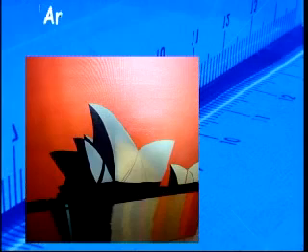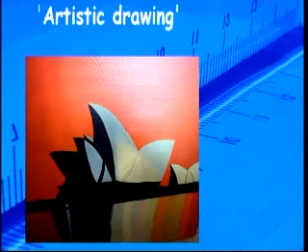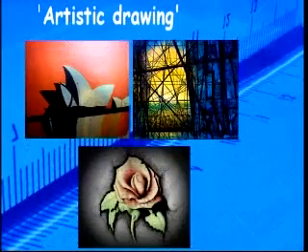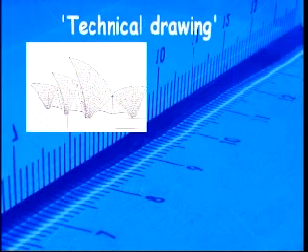Well, the images from the activity show the basic types of drawing. Drawings are generally classified into two categories: artistic drawing and technical drawing. This image from the activity earlier is an artistic drawing. There are different techniques of making an artistic drawing, but we will be focusing on technical drawing only. This one is a technical drawing.